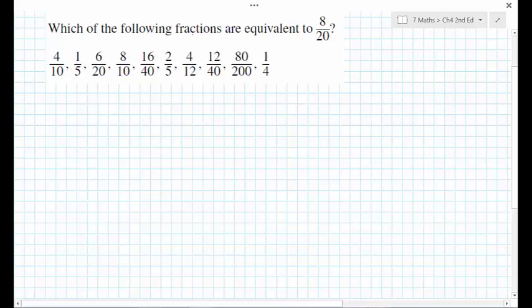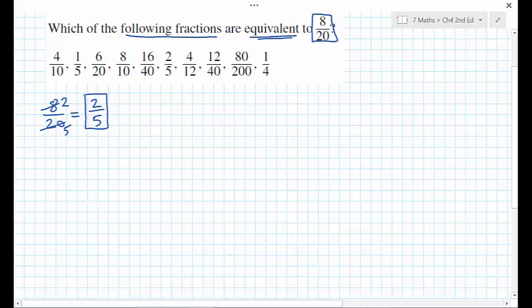Okay, so this question here wants me to figure out which of these fractions are equivalent to 8 over 20. The easiest way to start with this is to simplify 8 over 20. I know that 4 will go into 8 two times, and I know that 4 will go into 20 five times. So it's 2/5. The equivalent fraction that I want to see if these are equivalent to is 2/5.